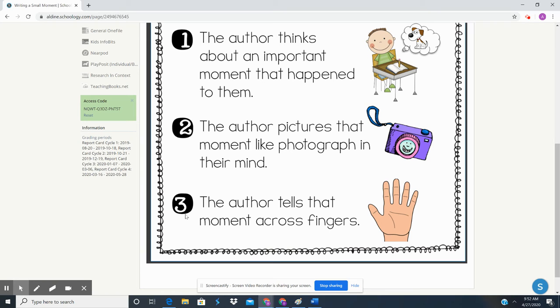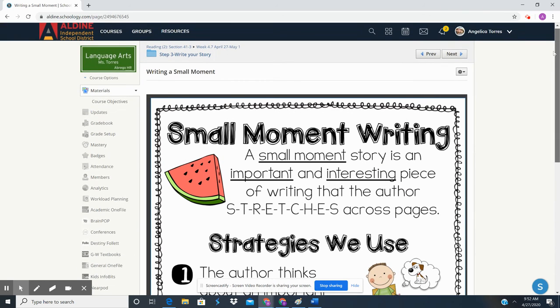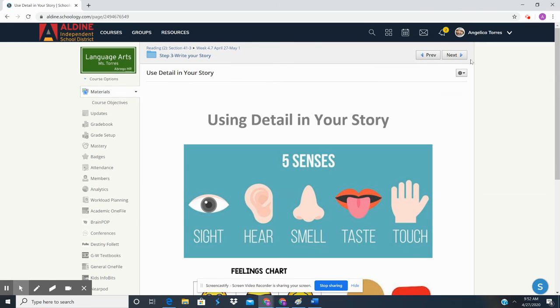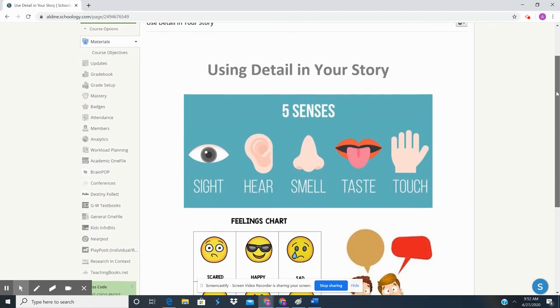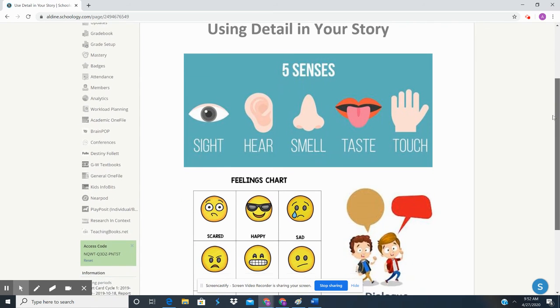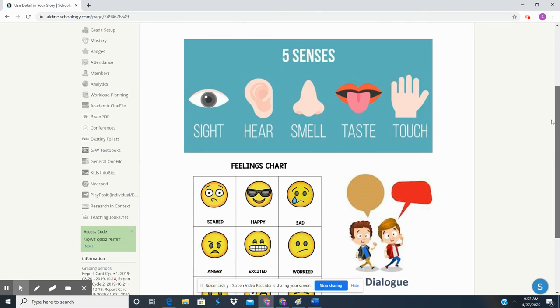And then the author tells that moment across their fingers. So think about what happened first, second, third, fourth, fifth, in order. Okay, I also want you to use details in your story.